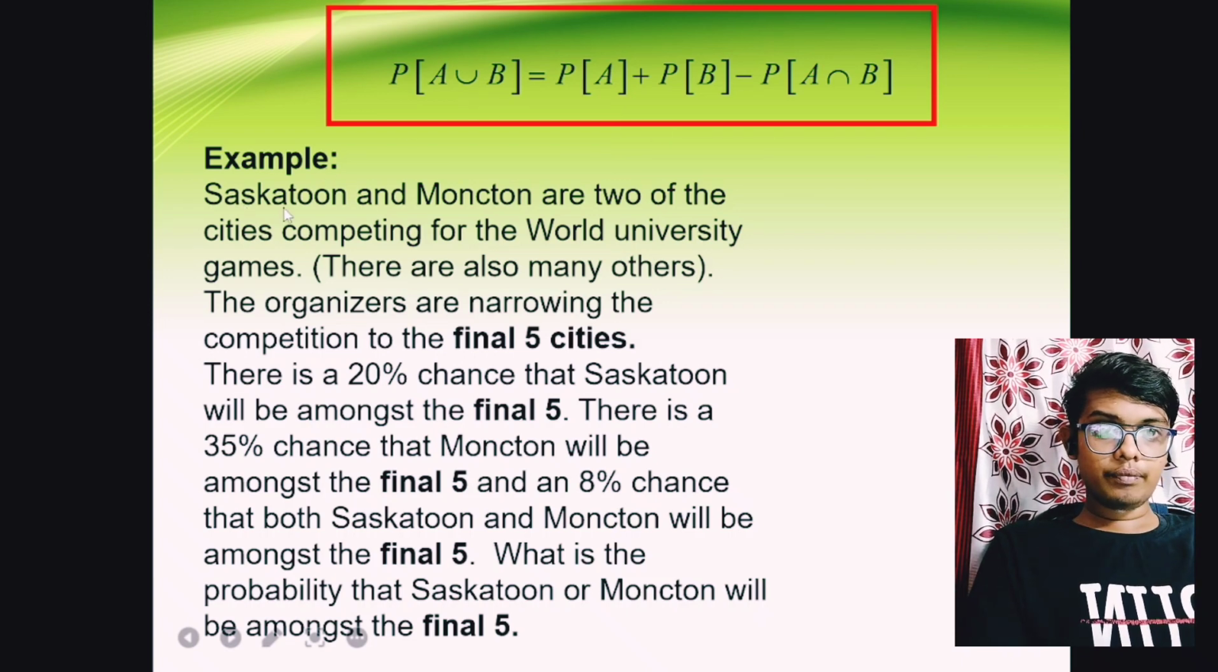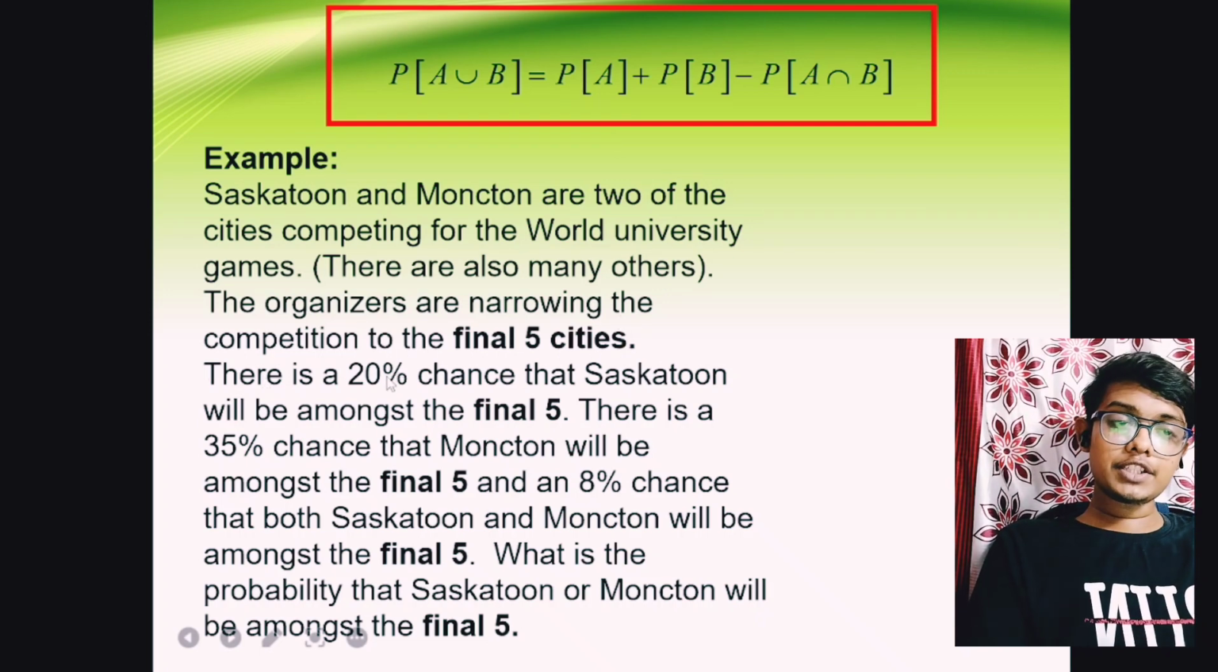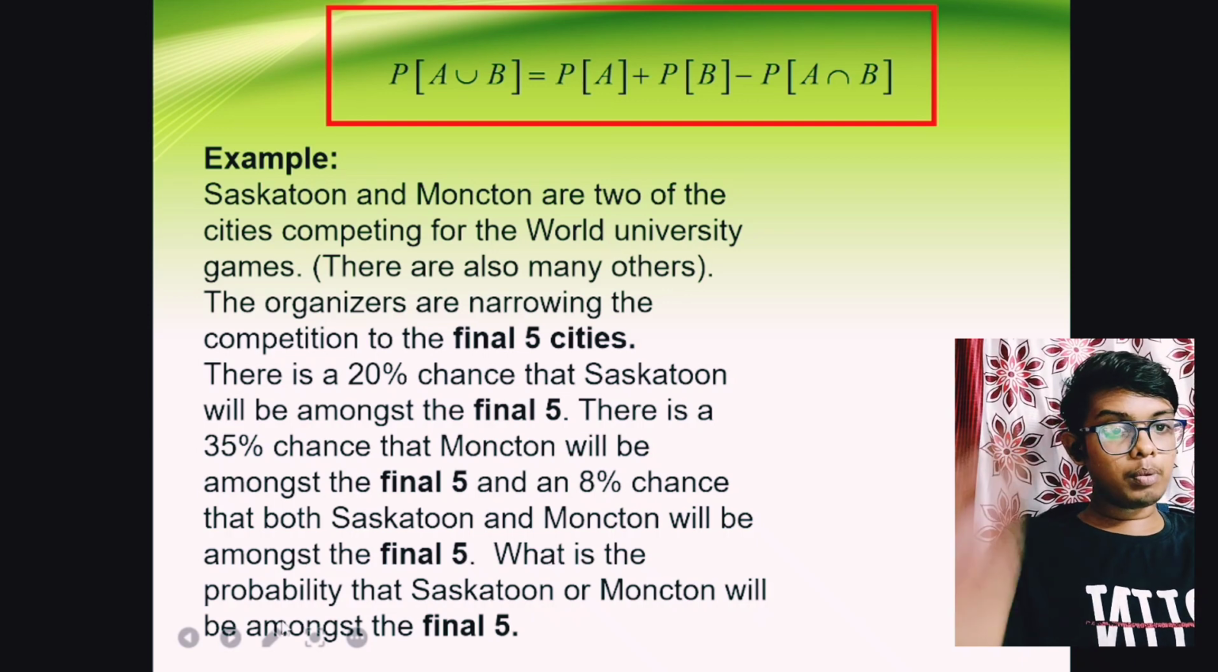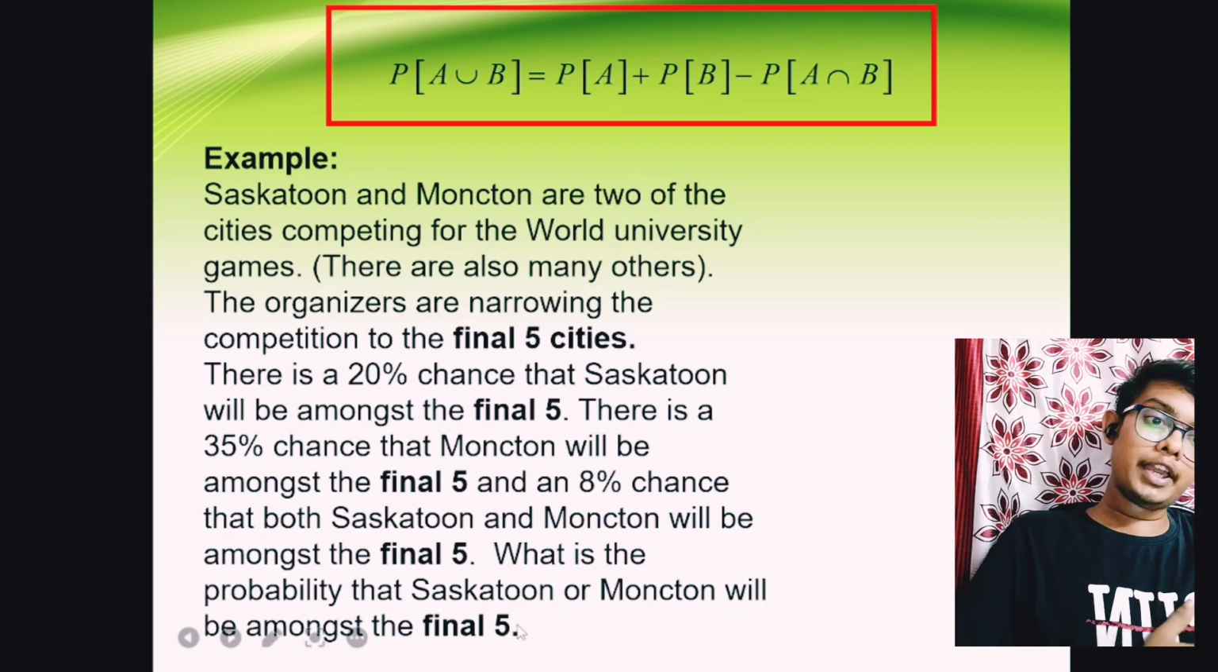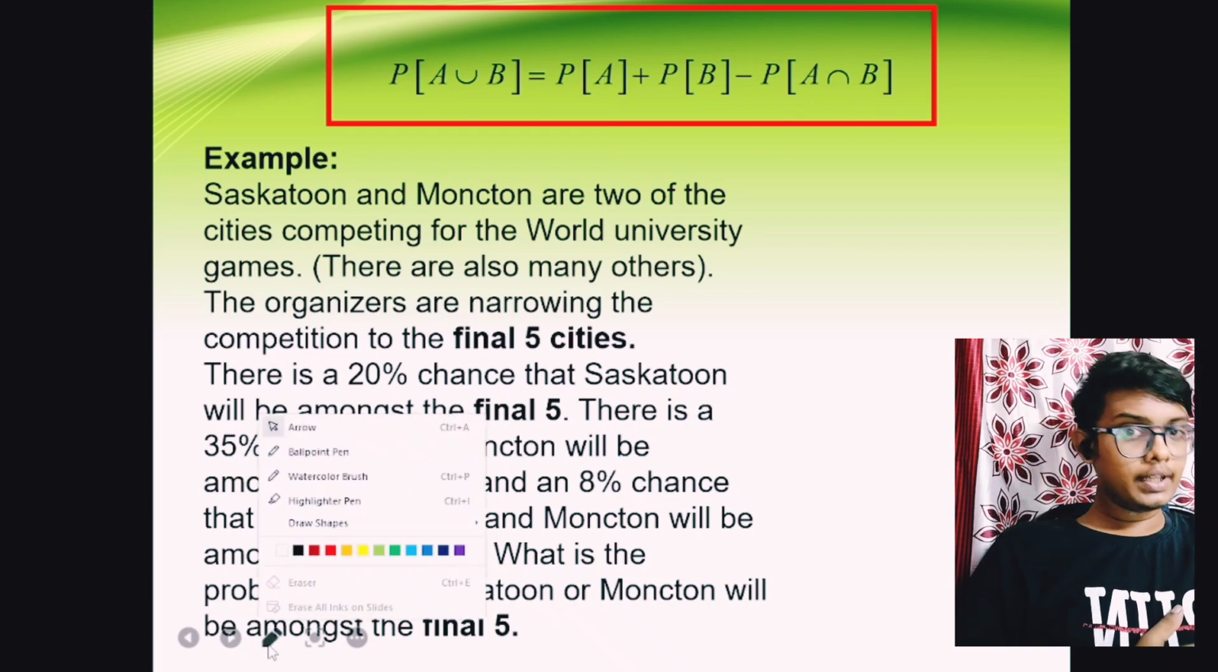Let's see an example. Saskatoon and Moncton are two cities competing for the World University Games. There are also many others. The organizers are narrowing the competition to the final 5 cities. There is a 20% chance that Saskatoon will be among the final 5, a 35% chance that Moncton will be among the final 5, and an 8% chance that both will be among the final 5. What is the probability that Saskatoon or Moncton will be among the final 5? Let's understand this in a clear way.